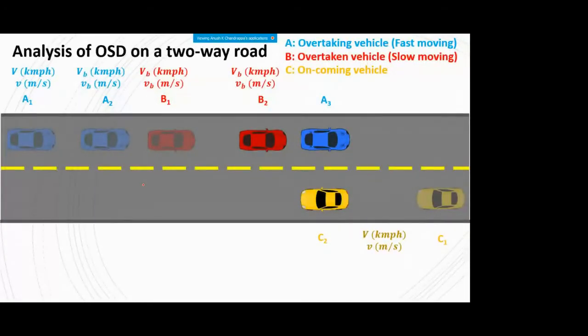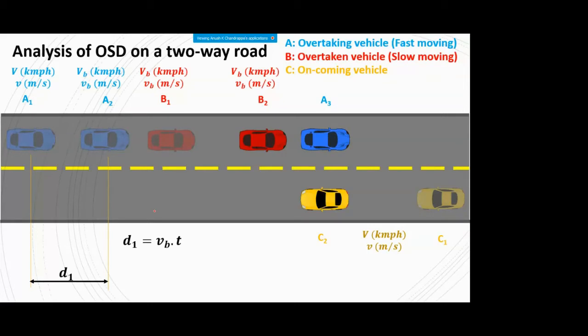Coming to the analysis part, we know that OSD is nothing but the addition of three distances, D1, D2, D3. So we will go on finding each distance step by step. Starting with D1, it is the distance covered by the vehicle A, the overtaking vehicle, or the fast moving vehicle, in the time frame when the driver takes some decision. So in the reaction time considered for the driver, whatever distance is covered by this vehicle, that is D1.